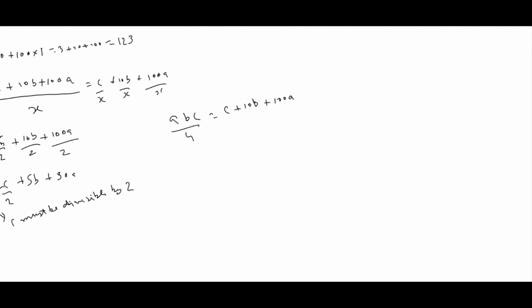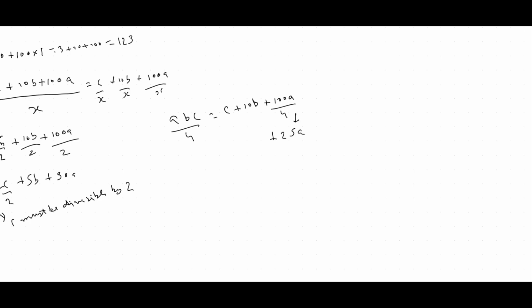Now, for all those terms to be divisible by 4, which term should be divisible by 4? As you can see, 100 is divisible by 4. We know that because 100 by 4 is 25. So this term will be 25A. We don't have any issue.